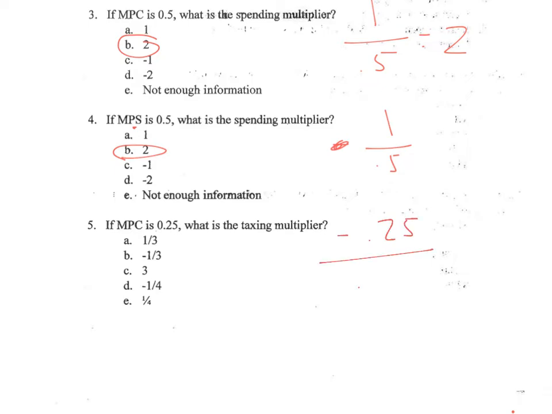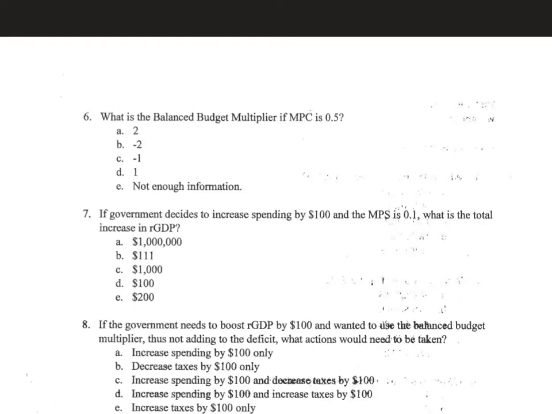MPS would be 0.75, so that would be negative 1/3. And the taxing multiplier is always negative. Now the balanced budget multiplier is always equal to 1. And that is because BBM equals 1, because it's equal to the taxing multiplier plus the spending multiplier.